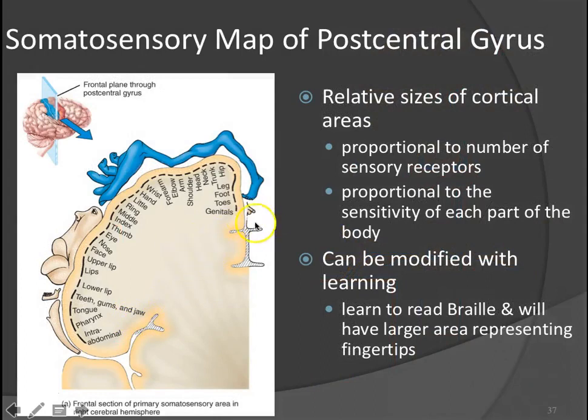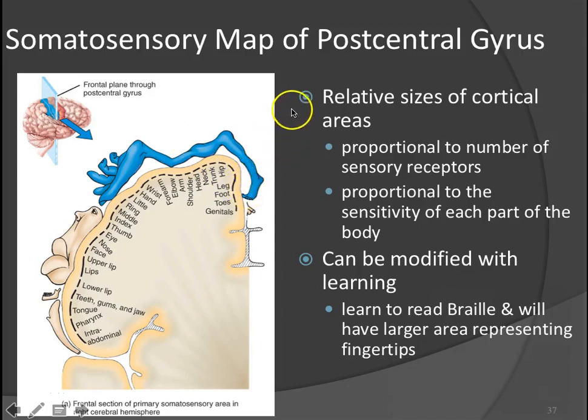Now, if you remember back to the brain lecture, I brought up the concept of a homunculus. This is a homunculus. Okay, so if you take a look at this, here's your brain, right? And you can see there's a frontal plane through the postcentral gyrus, and so we've taken a coronal section or a frontal section of your brain. And so basically you can lay out a body on that gyrus, and so that's the homunculus, right?